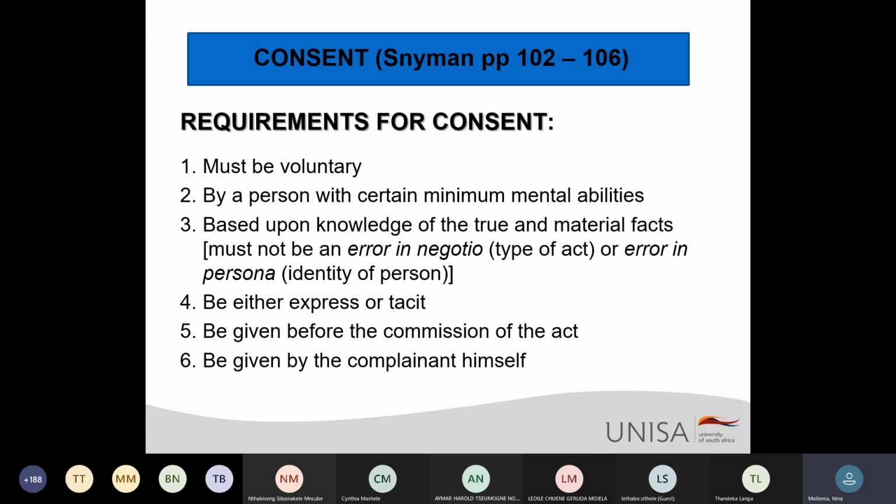Sorry, I'm still busy with consent. It's a Tshivenda name, Hazel, but I'm still busy with this slide. Oh, you mean if somebody can upload it? You can see the slides, eh? Okay, let me just quickly, sorry guys, just a moment, please.